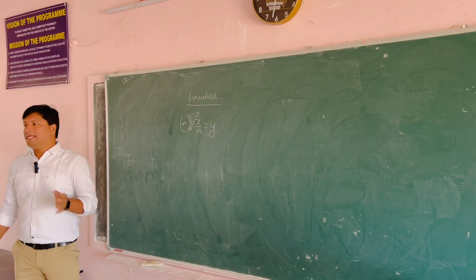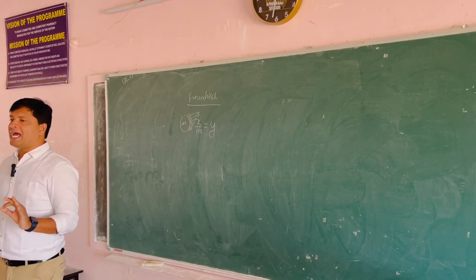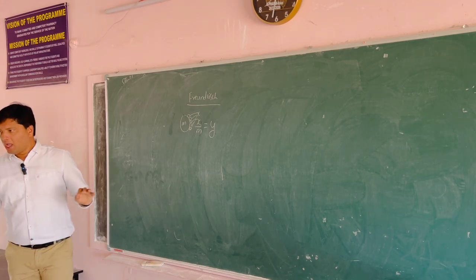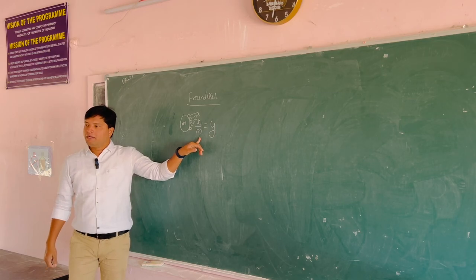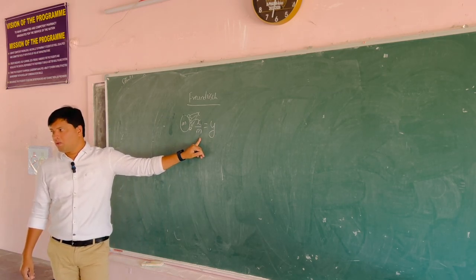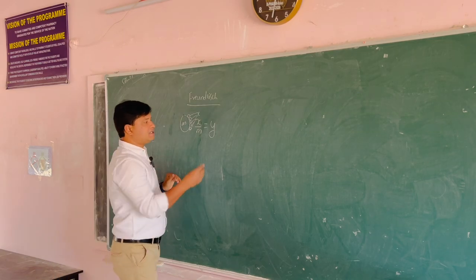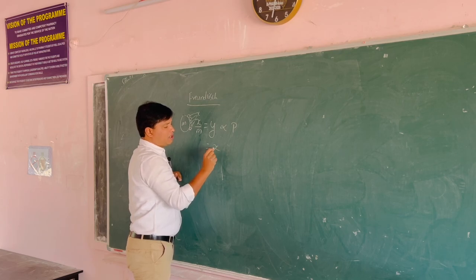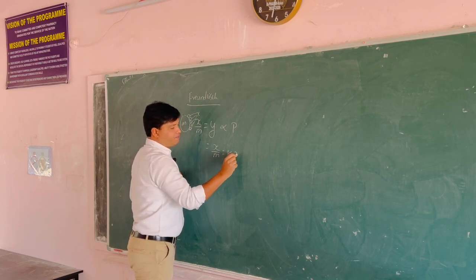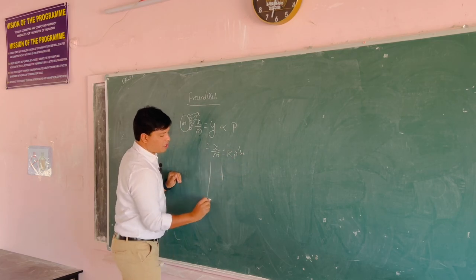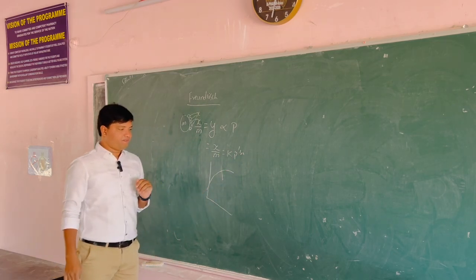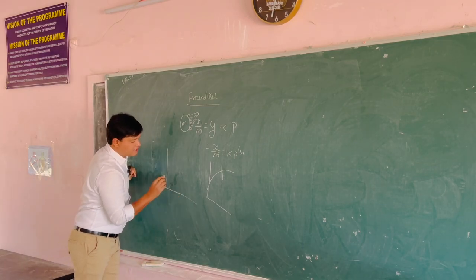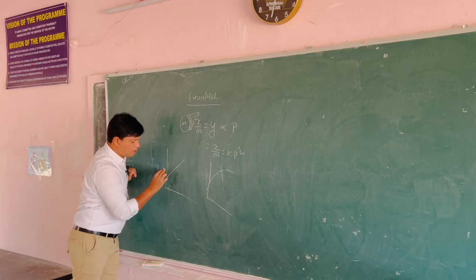What is Y? Y is equal to the amount of gas adsorbed per unit mass of adsorbent. He says that this is directly proportional to pressure. Remove the proportionality sign, keep some constants, two constants. Draw a graph, it will be like this. Now, to make it straight, we'll apply log.